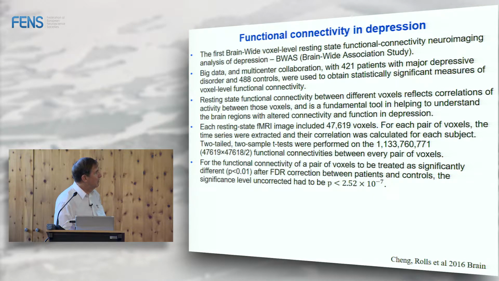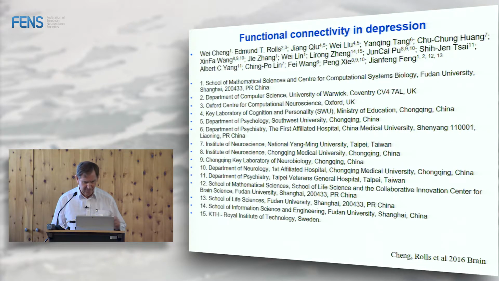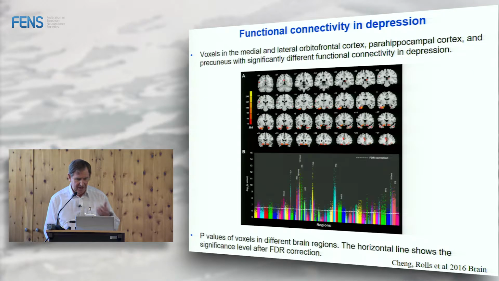And so we were able to get, as long as we had functional connectivities in depressed people which were different at p less than 10 to the minus 7, they were significant. And this was a big study performed in China, where you can get these enormous numbers of patients. So here's what we found.